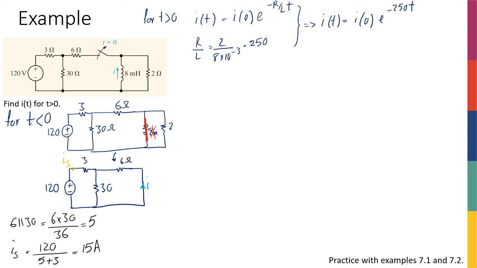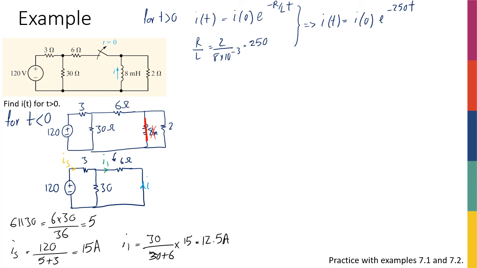And then IS is going to be divided between the 6 ohm and the 30 ohm in a current division kind of a thing, right? So let's call this I1. So I1 is going to be 30 over 30 plus 6 times 15. So that's basically 30 over 36, or 5 over 6. 5 times 15 is 75, divided by 6, I'm going to have 12.5. Okay, so I'm going to have 12.5 amperes flowing in the I1 direction.